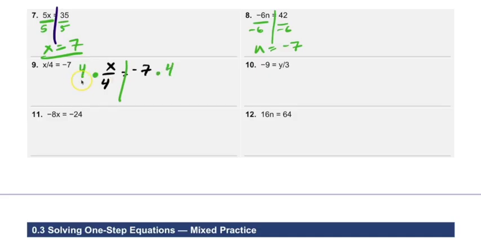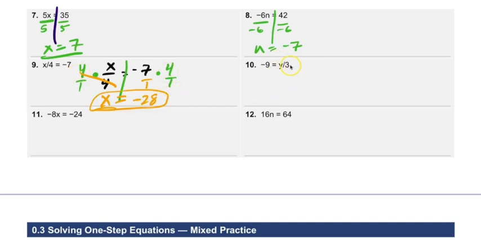And a lot of times, I like to put this 4 over 1, because it's over 1 if you don't see it. And that way, in this case, on the left, these cancel. You just get x. On the right, this is over 1 also. It's just negative 7 times 4. That's negative 28.